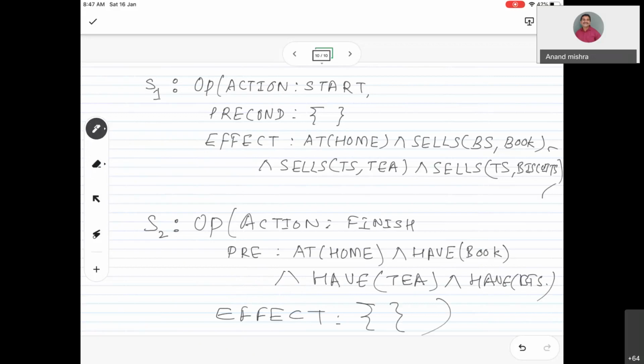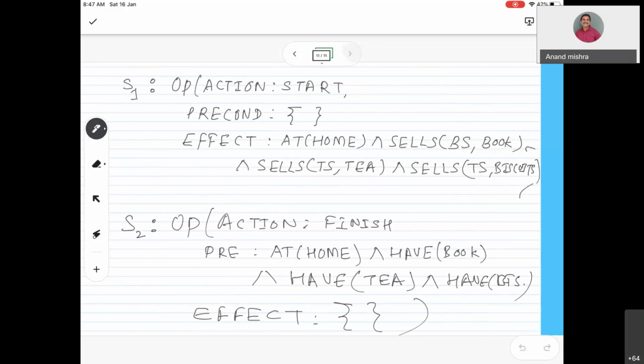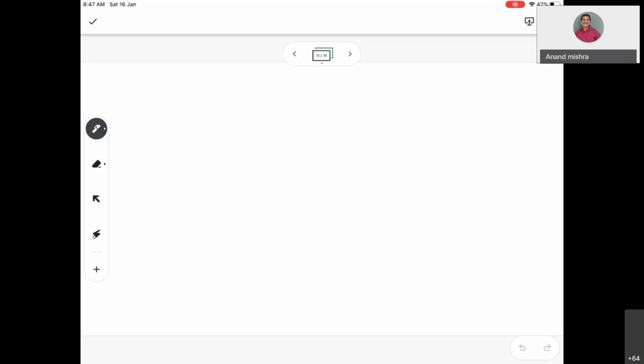All right. So S2 is another action, which is the final goal of this thing. You need to be at home. You need to have a book. You need to have tea, and you need to have biscuits. Okay. So this is S1, S2. Another thing, a set of operations, is also given. What are the set of operations? Two operations.